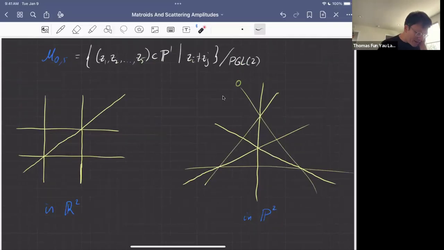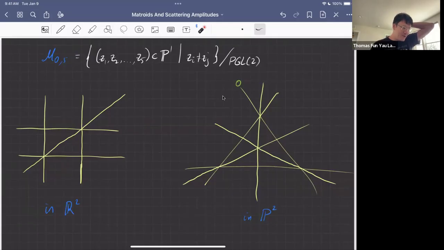Why is M05 a hyperplane arrangement complement? This is probably familiar to a lot of you. So what is this space? I'm taking 5 real or complex points in one-dimensional projective space, the projective line, and they're not the same point. Zi is not equal to Zj, and I'm modding out by PGL2.